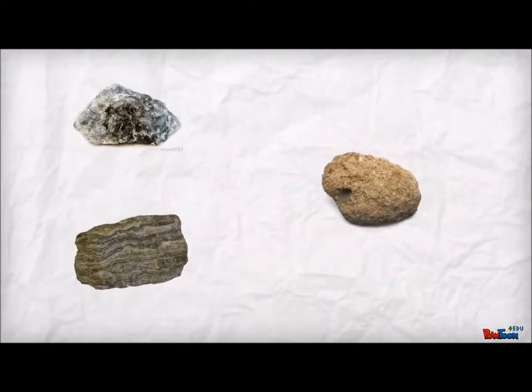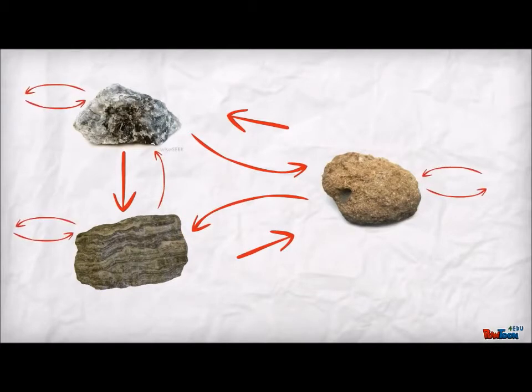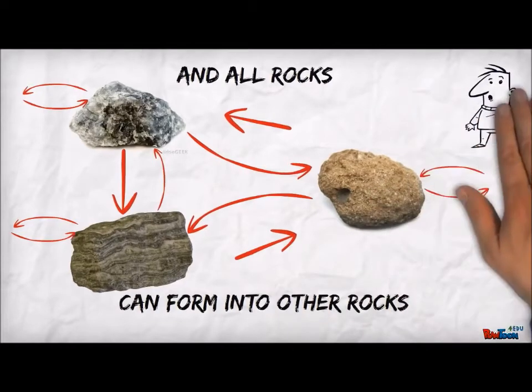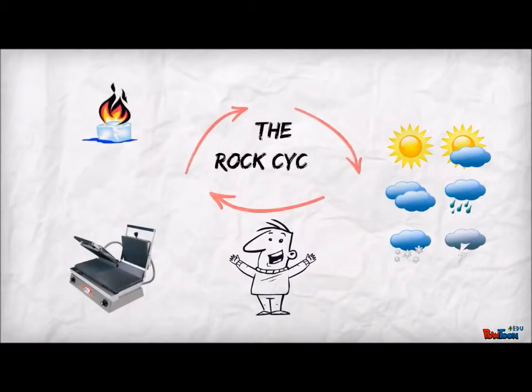These processes cause rocks to change. Igneous can turn to metamorphic, metamorphic to sedimentary, sedimentary to igneous, or igneous to sedimentary, sedimentary to metamorphic, metamorphic to igneous, and these rocks can even change back to themselves as well. So this can bring us to the conclusion that all rocks can form into any other type of rock. Whoa! And these processes, with the help of lots of time and these different patterns, form the famous rock cycle. Thanks a lot, and rock on!